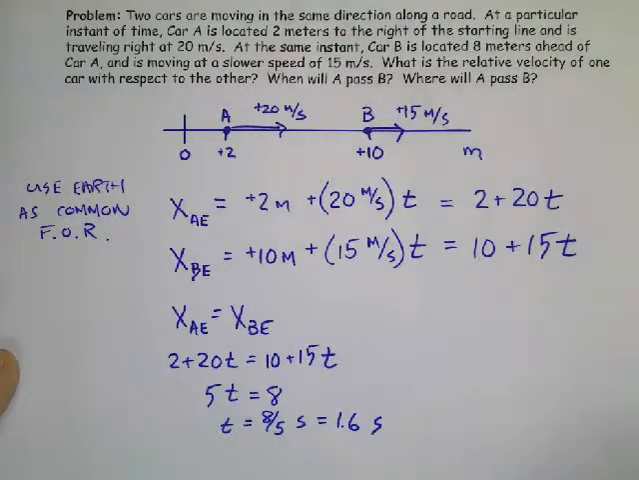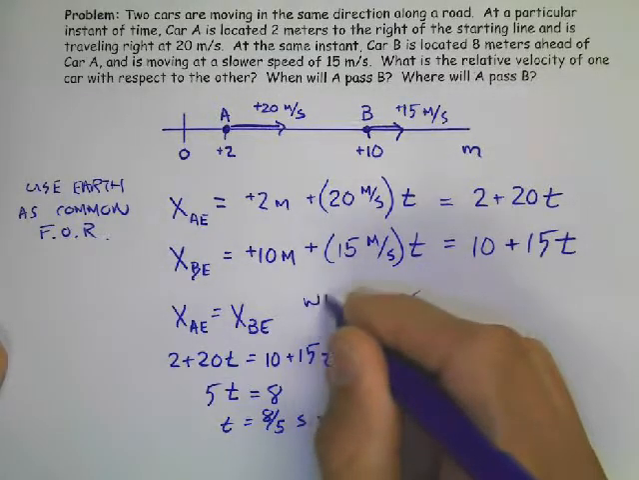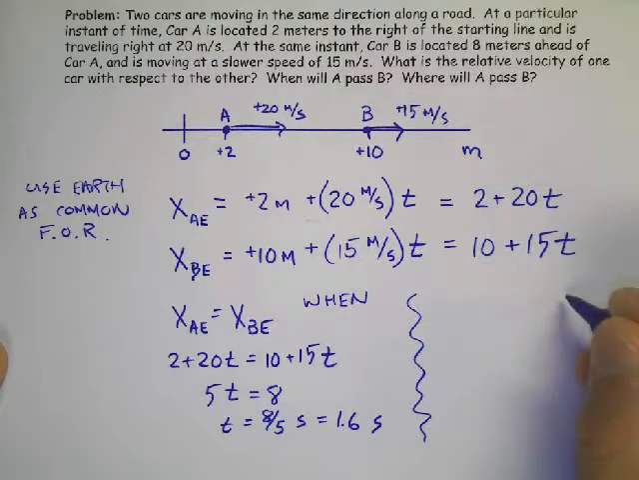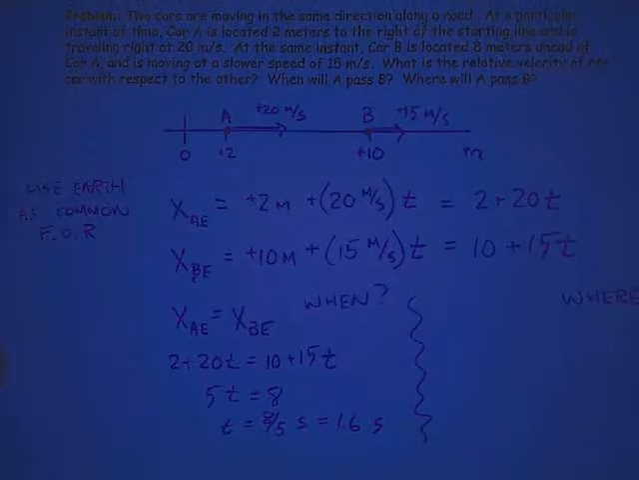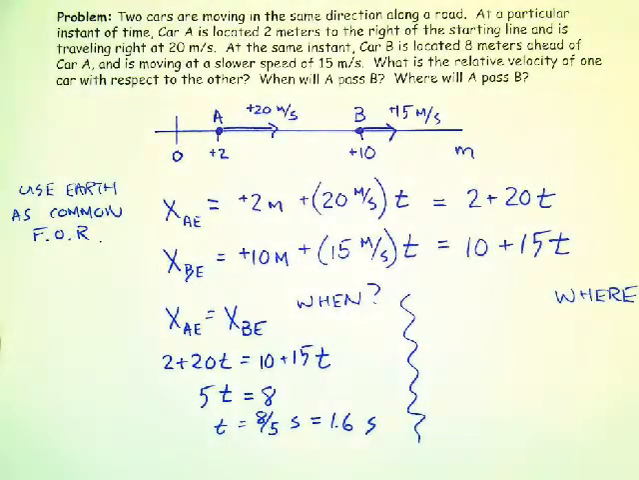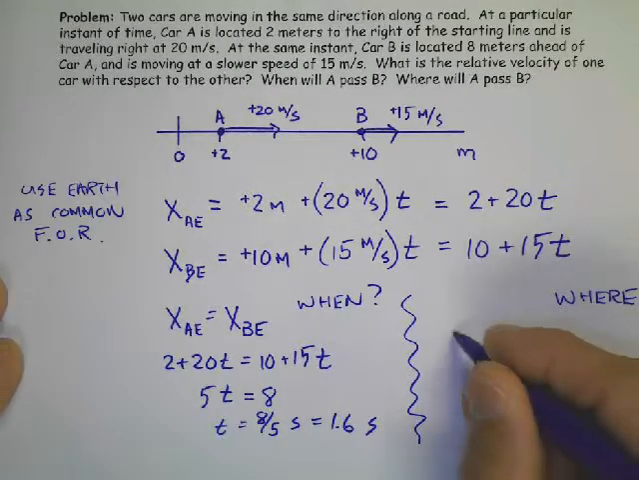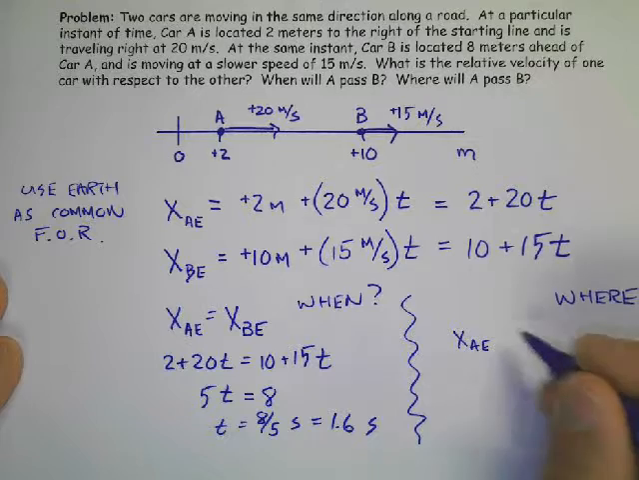Now, how about where will they pass? So we know when. This is the when part. How about the where part? And then I hope you know what to do next here. What we can do is take 1.6 seconds and we can plug it into either one of those functions. Let me pick what I think is an easier one. Let's do A with respect to the Earth.